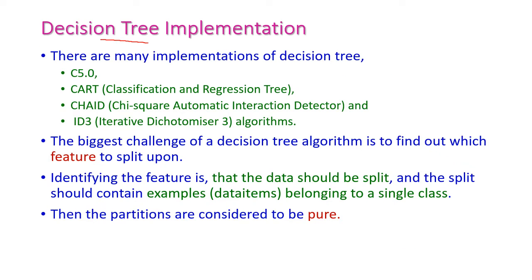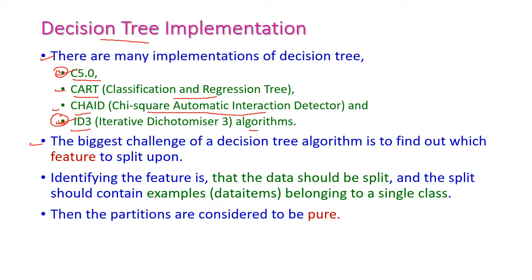Next, let us see the decision tree implementation. There are many different types of decision tree implementation. The first one is C5.0, and CART, that is classification and regression tree, and CHAID, that is chi-square automatic interaction detector, and ID3, which is a very popular one, that is the Iterative Dichotomiser 3 algorithm.